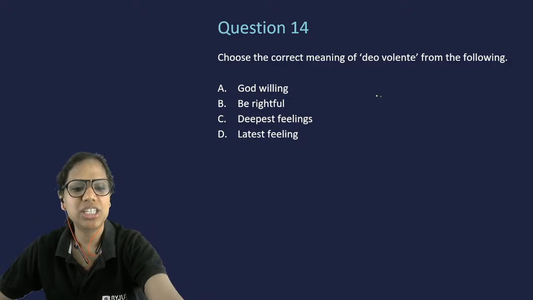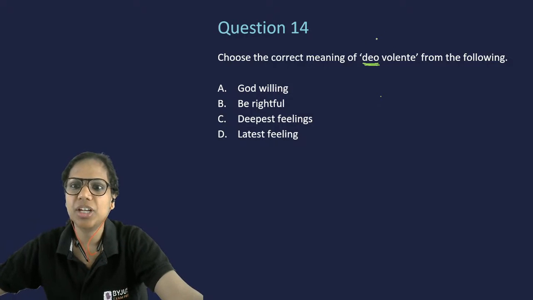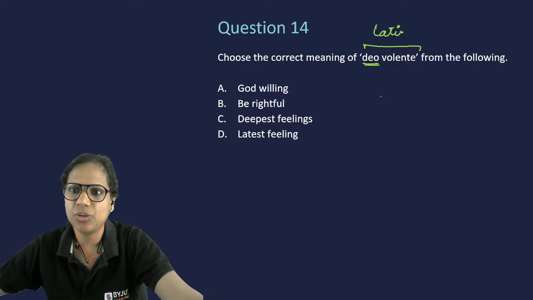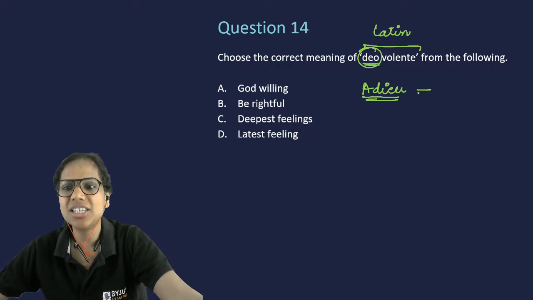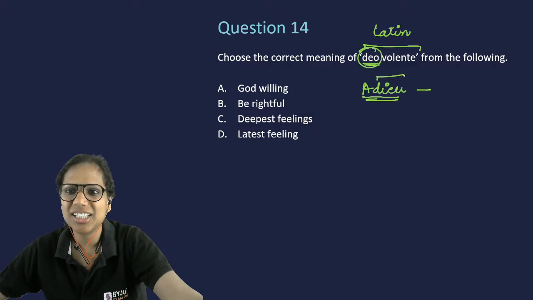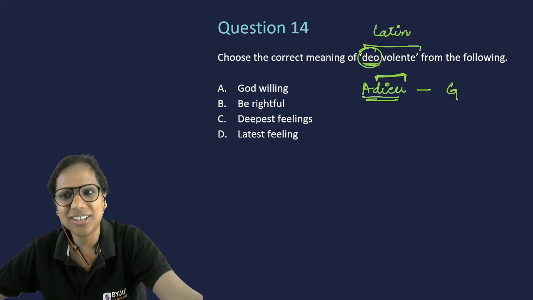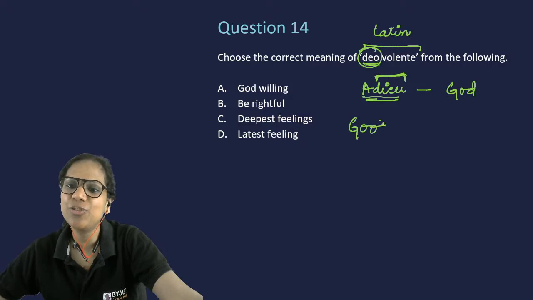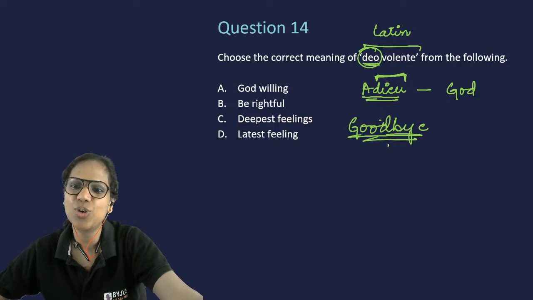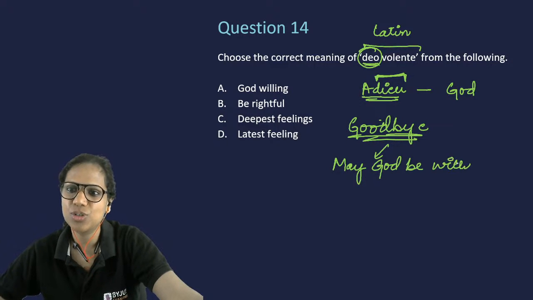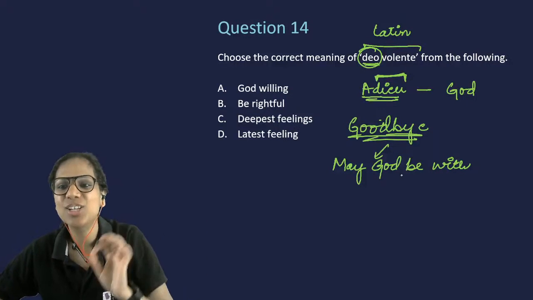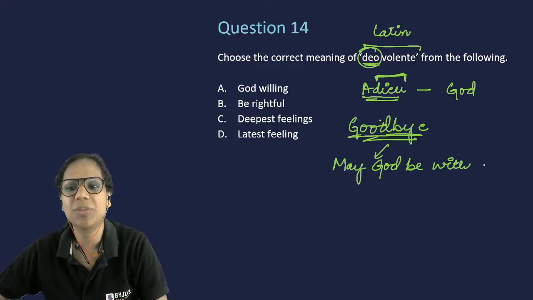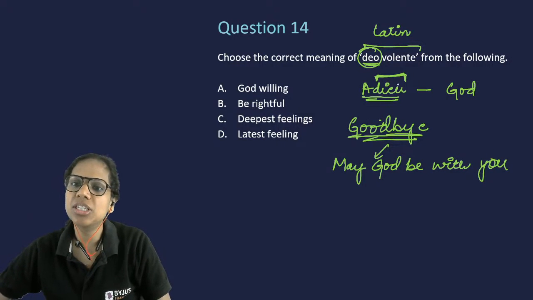So there's something very interesting here. See this. This is a Latin term. Okay, Dio volente. Now, look at this Dio. In the word adieu, or to bid adieu to your friends, to say goodbye to them, this Dio is actually God. Because goodbye itself is a contraction of may God be with you. So earlier people used to call you as ye. So may God be with ye was contracted to goodbye. Okay. So this Diu means God.